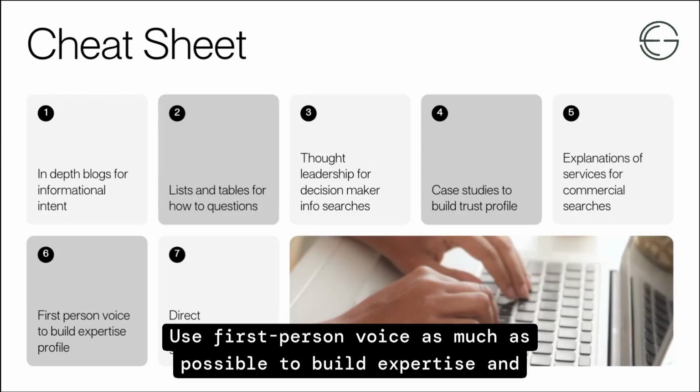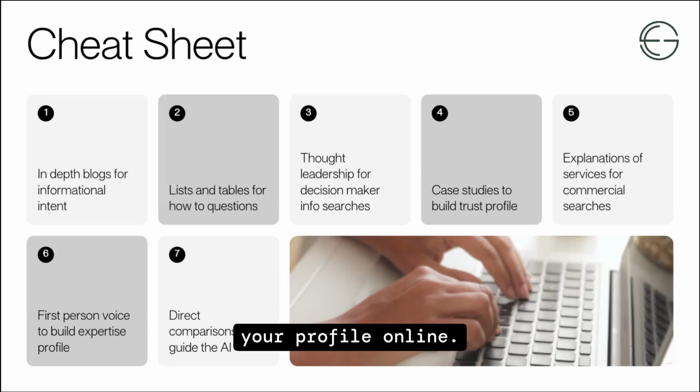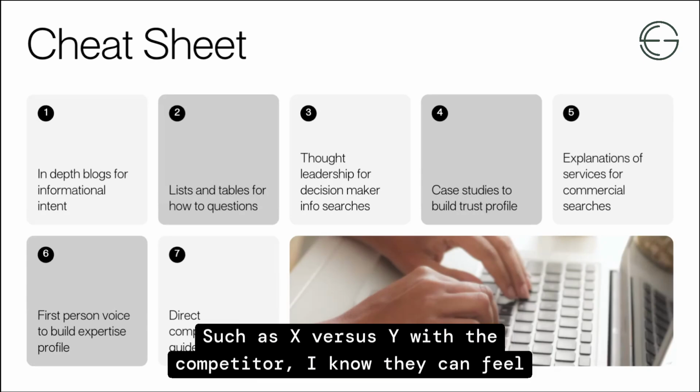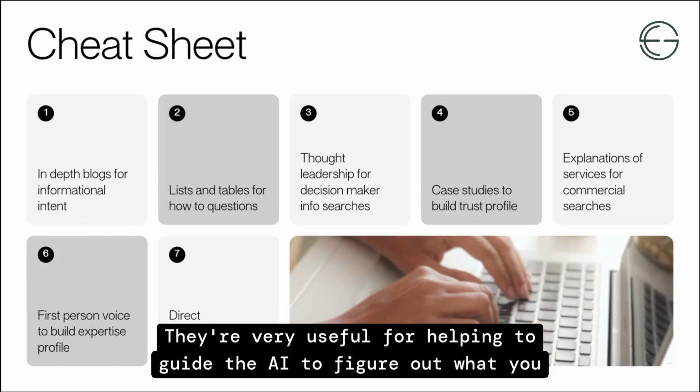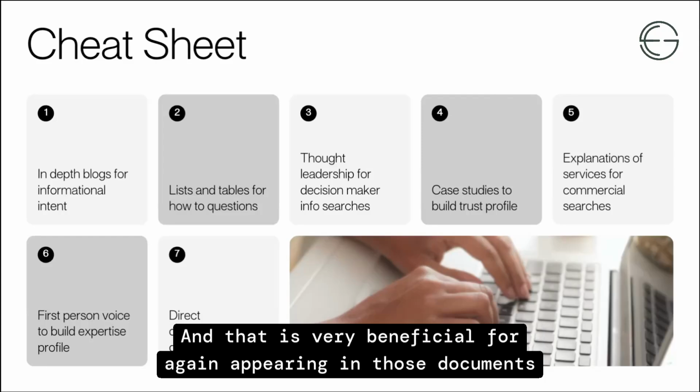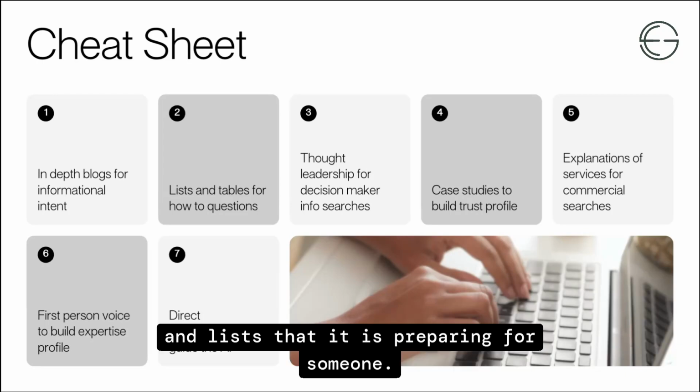Use first-person voice as much as possible to build expertise and your profile online. And don't shy away from those direct comparisons, such as X versus Y with the competitor. I know they can feel very uncomfortable. They're very useful for helping to guide the AI to figure out what you do and don't offer and how you are different from competitors. And that is very beneficial for, again, appearing in those documents and lists that it is preparing for someone.